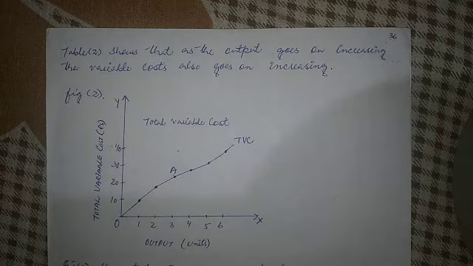Now we have studied the short-term cost of production. Also we have studied that short period costs are divided into two components, fixed costs and variable costs.